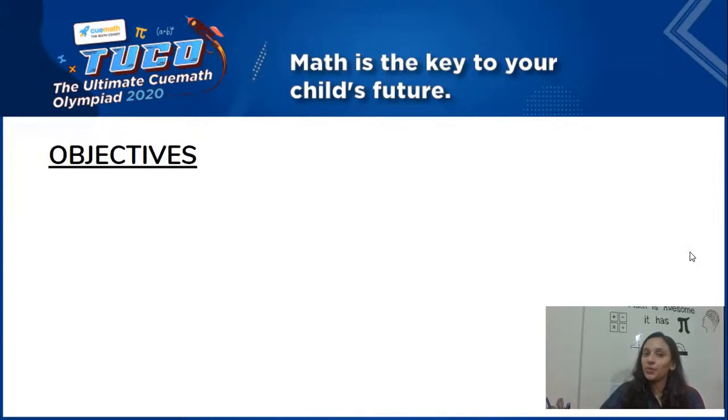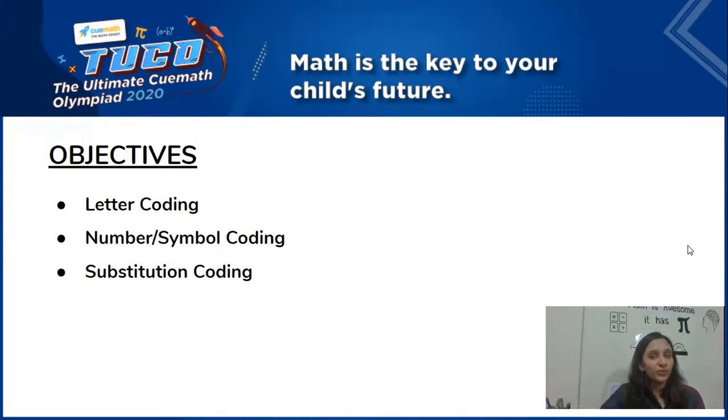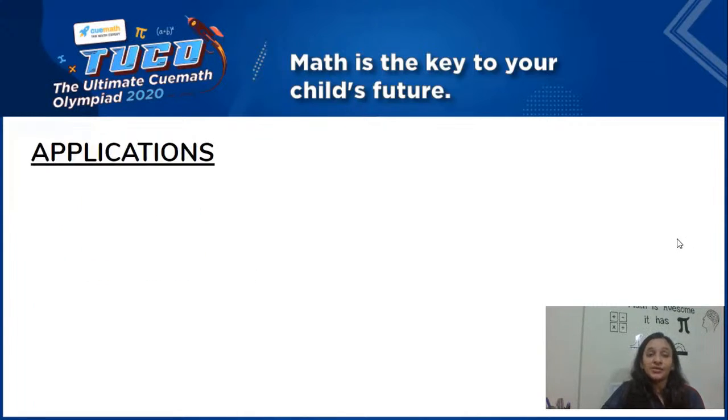Now that we've understood, we'll see what the objectives are. The different types of coding that we will be learning in today's master class are letter coding, number and symbol coding, and then substitution coding. So what are the applications of coding and decoding? One major application I've already given you is that you do not want to reveal the information you're transferring from one place to another, or from one person to another, to anybody else. We don't want it to be broadcast to everyone. We just want only a specific set of people to know that particular information.